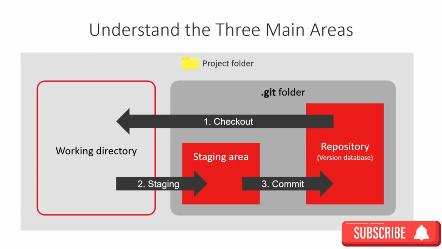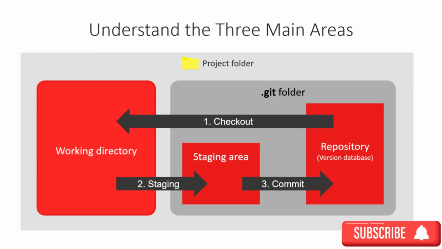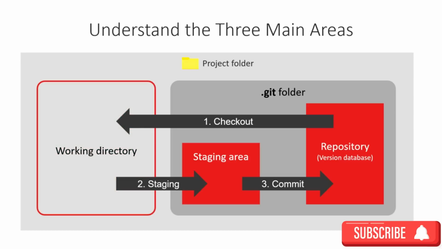So, these are the three main areas that you need to know when you work with Git: the repository, the staging area, and the working directory. When you have changed multiple files in your working directory, the staging area allows you to commit only a subset of the changed files to the repository. So this is the idea of the staging area. It allows you to define what goes into the next commit.